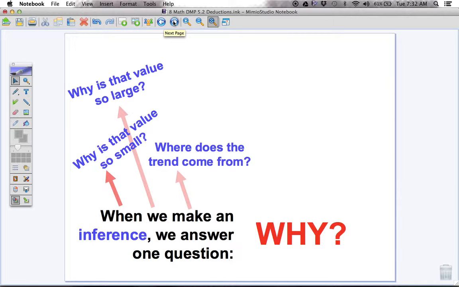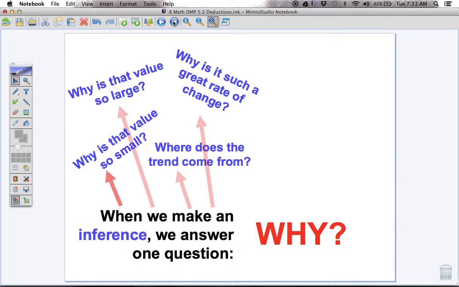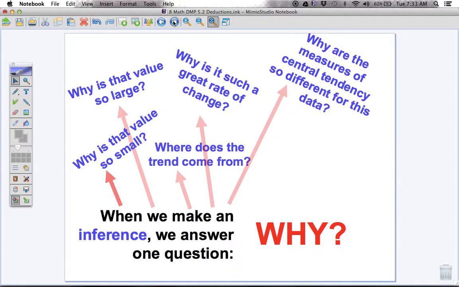Where does the trend come from? With the introduction of a new piece of technology that might increase sales. Why is it such a great rate of change? Maybe something extraordinary happened that year, like a cataclysmic event of nature, like a volcano or a tsunami, which might have an enormous impact on a country.